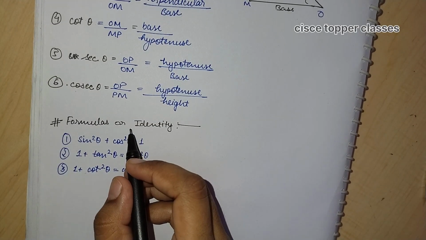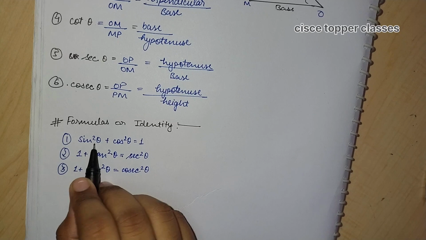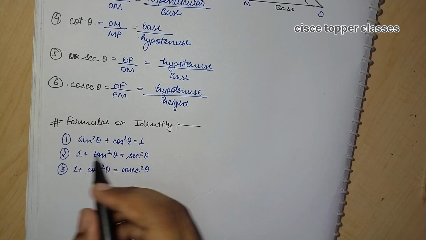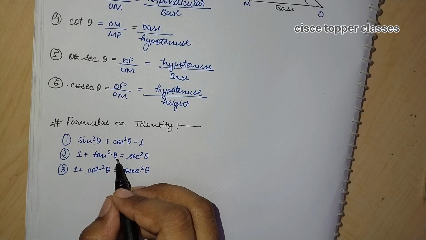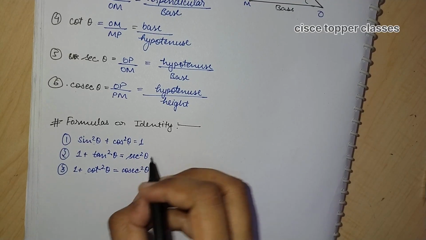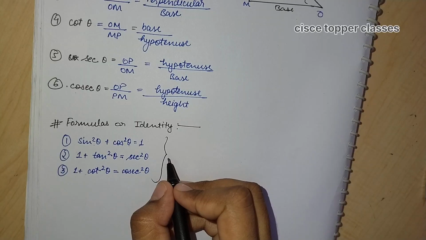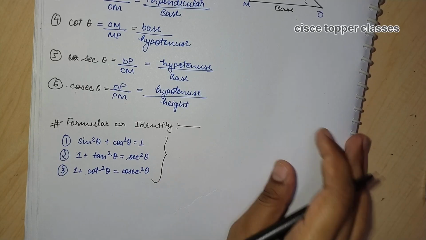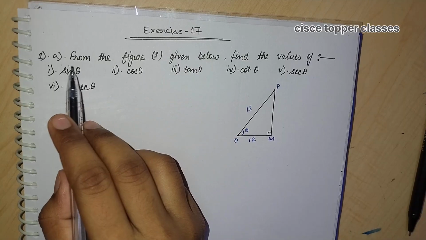Now the identities and formulas which we are going to use. So here we know sin square theta plus cos square theta is equal to 1, and 1 plus tan square theta is equal to sec square theta. So these are the identities which we are going to use frequently in the exercise. So let's learn them. Now let us solve here exercise 17.